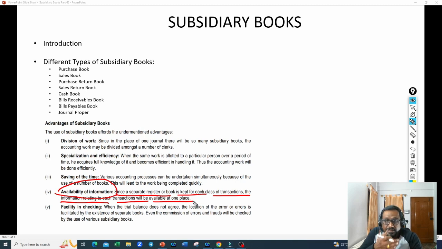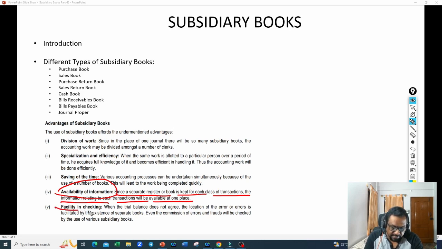So since different people are managing different accounts, availability of information will be very easy. You know whom to go and contact, where to go and ask, how to get that information. So availability will be very, very easy.